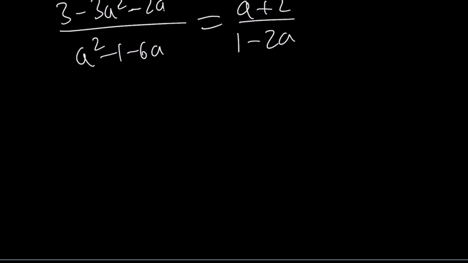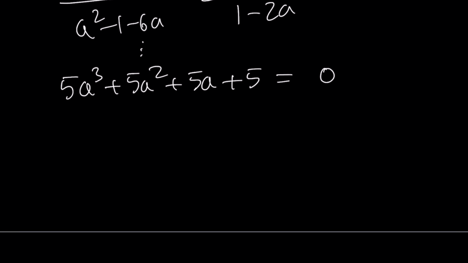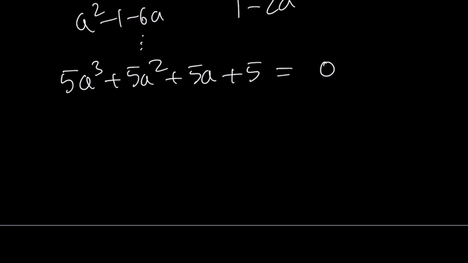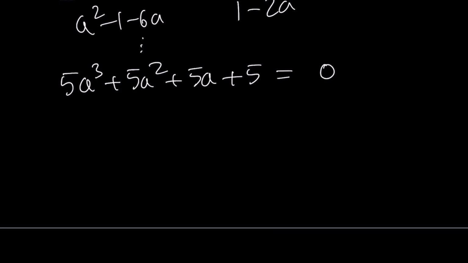Let me spare you all that trouble and give you the equation after cross multiplication. It looks like this. I hope you're going to trust me on that. 5a cubed plus 5a squared plus 5a plus 5. It's kind of hard to believe, right? And you can definitely check if you want for yourself. But this is the equation I'm getting after cross multiplying these things. And this equation is factorable.